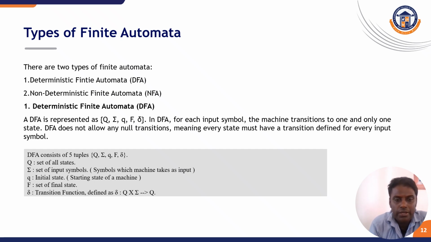DFA is also represented as a 5-tuple, as we discussed for finite automata. In a DFA, for each input symbol the machine moves to one and only one state. That means for a particular state, if the given input is 0, it will transfer to only one state, not to two states. For a given input, the machine can make only one transition and does not allow null transition. That means in a DFA we cannot do epsilon transitions, and every state must have a transition defined for each input. The 5-tuple is the same as for finite automata: Q, Sigma, Q naught, F, and the transition function. The transition function of a DFA is Q times Sigma producing another Q. That means a state and an input symbol will produce another state.